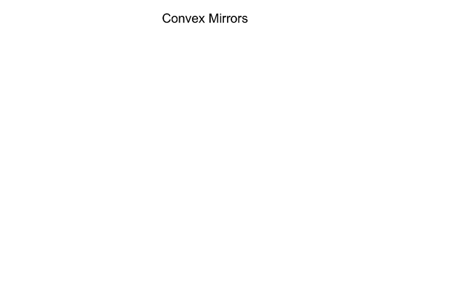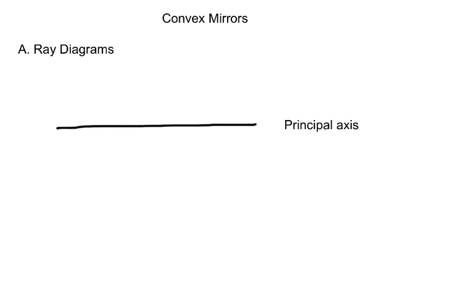Convex mirrors. Okay, so here's an example of some ray diagrams or ray tracings with convex mirrors. First of all, when you're drawing a convex mirror, you have a principal axis, and the mirror is opposite of a concave mirror, like so. Again, imagine that if this were a circle, then the center of the circle would be about right here.